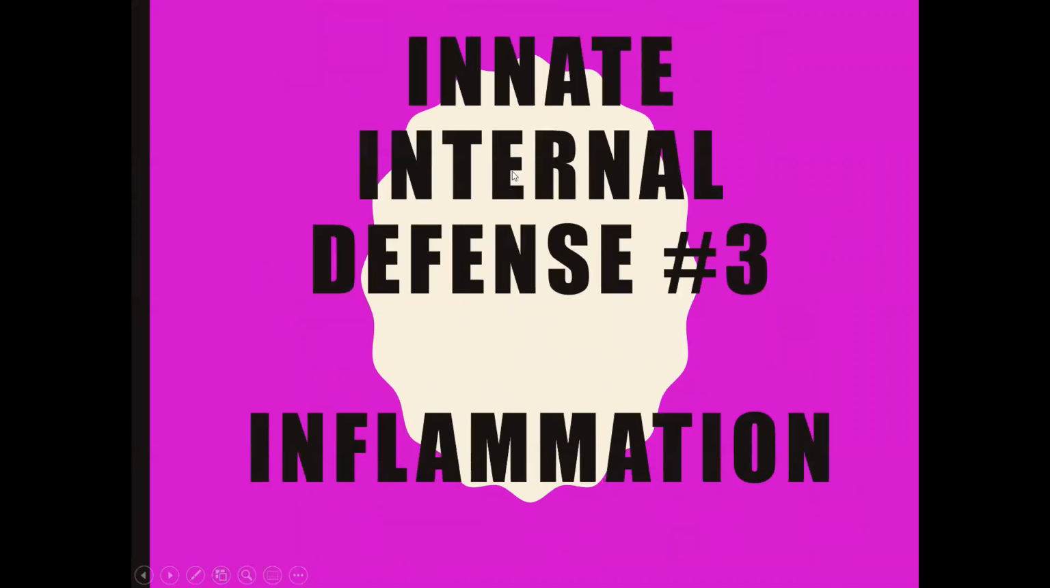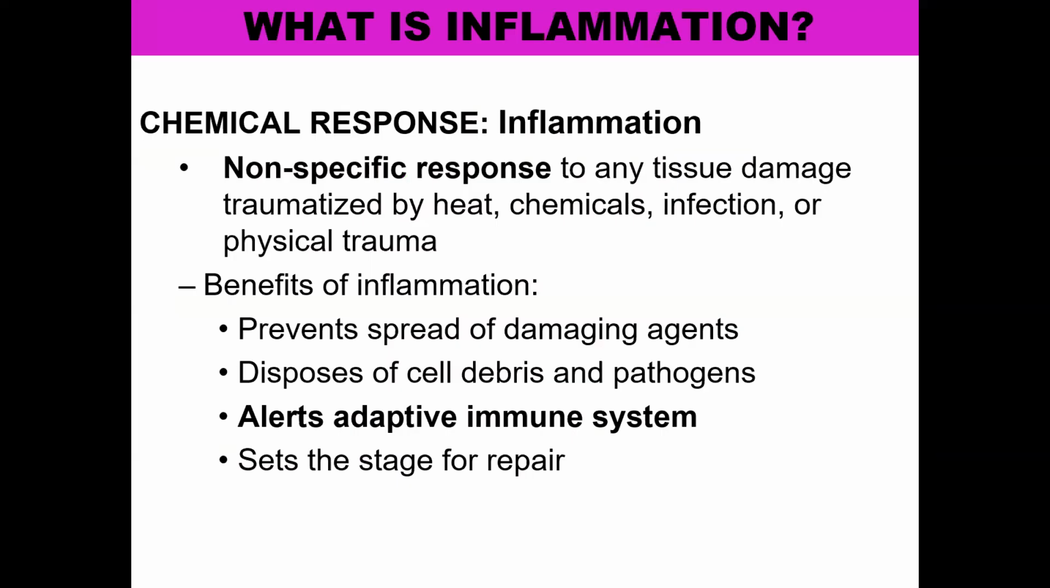All right. So we've talked about some of the cells. Now we're moving into the chemicals. The first group of chemicals we'll talk about are the inflammatory chemicals. So inflammation is a non-specific response. It is part of the innate immune system. It's going to be a response to any kind of tissue damage that can happen from heat or chemicals, infection from bacteria or virus or fungus or protozoan, or a physical trauma.